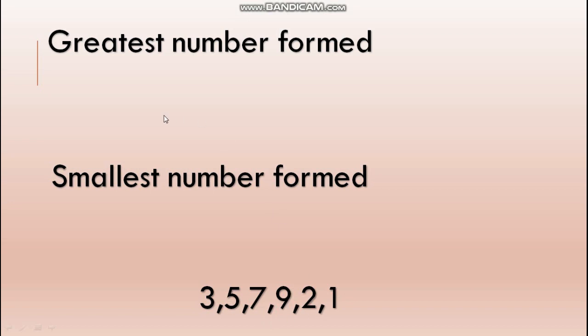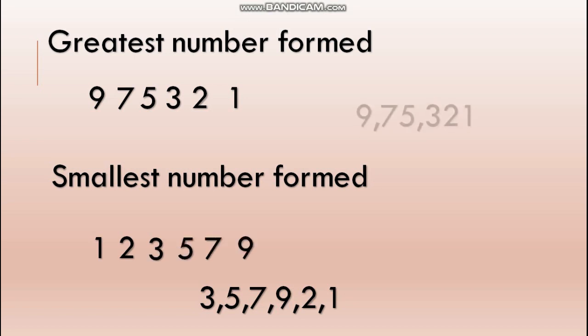So the first digit will be the largest digit, 9. Then 7, 5, 3, 2 and 1. So this will be the greatest number formed. Let's make the smallest number. Which is the smallest digit here? That will come first. 1 and then 2, 3, 5, 7, 9.